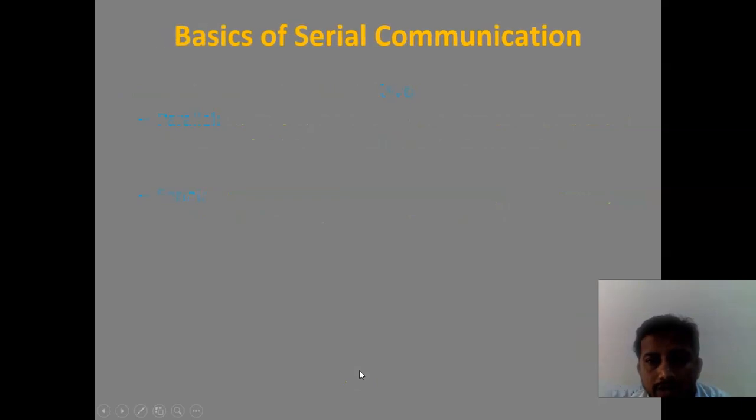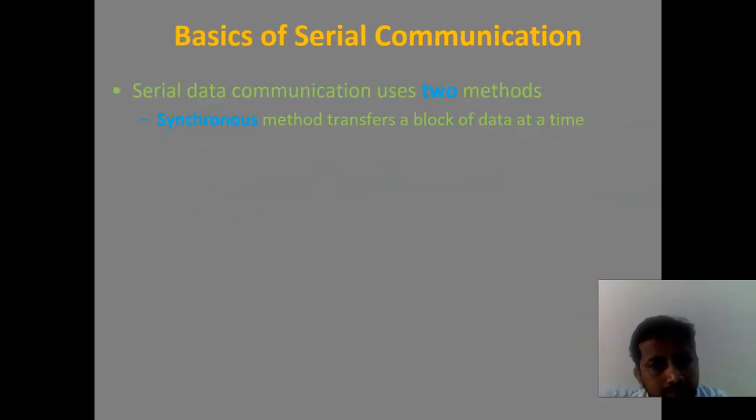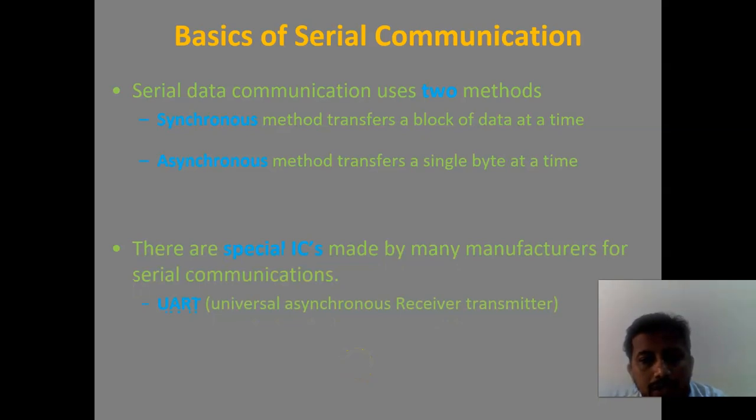When you go for serial communication, again it is of two types: synchronous and asynchronous. What do you mean by asynchronous, and how would this be applied here? In synchronous transfer, a block of data is transferred at a time. In asynchronous transfer, one byte is transferred at one time, mostly as a 10-bit frame.